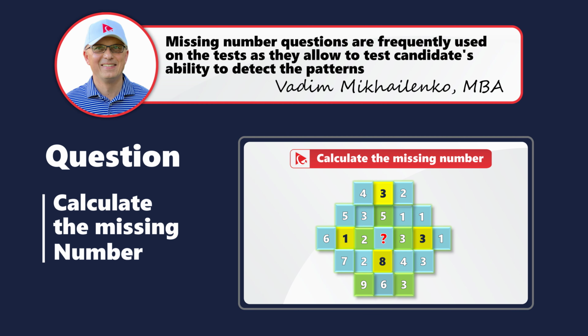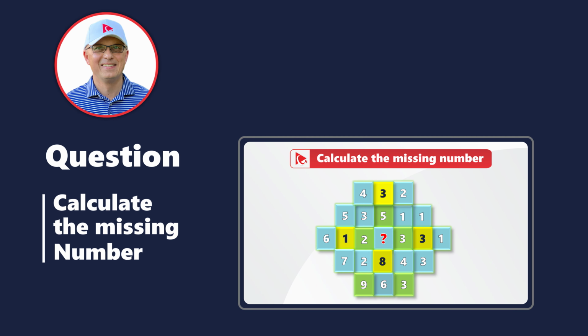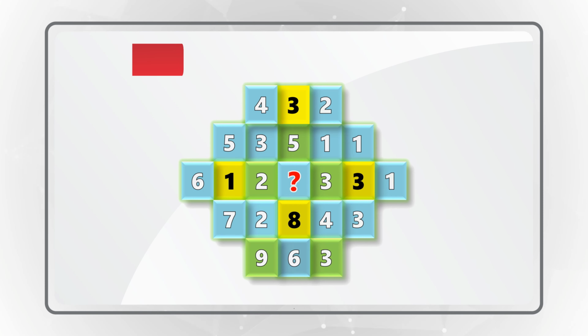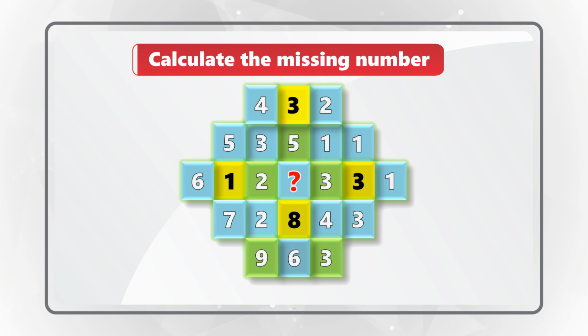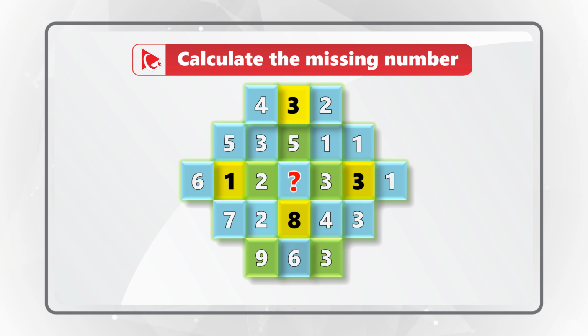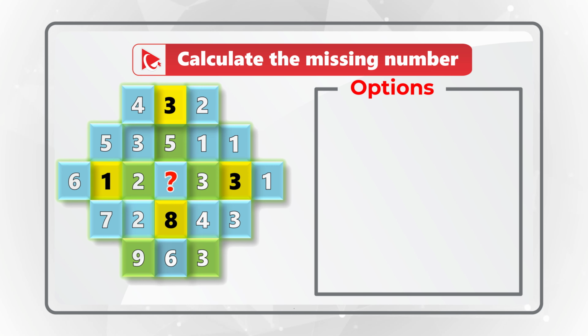Here's the analytical skills and pattern recognition question, which might trick you into the wrong answer. You're presented with a very unusual looking shape, which has multiple boxes and numbers inside the boxes. You need to calculate the missing number, which is represented by the question mark in the middle of the box. You have 4 different choices.